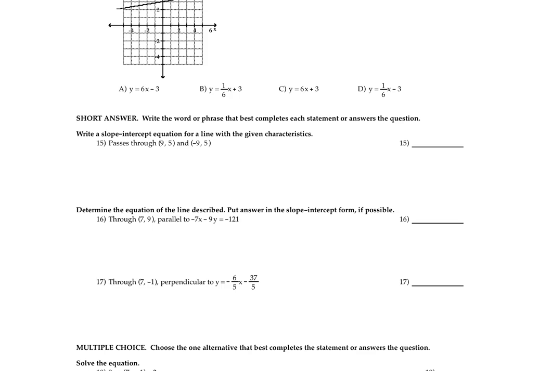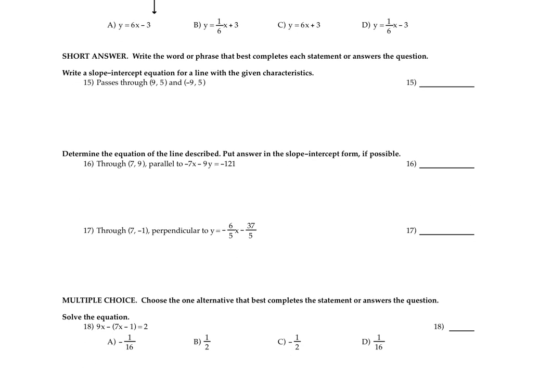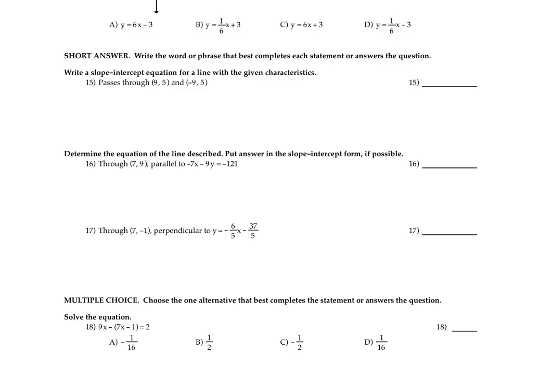Okay, those are pretty straightforward. 15, we got a couple of ordered pairs here. And first thing we should do is we should always find the slope, okay?